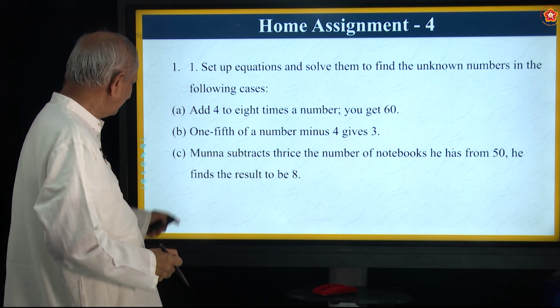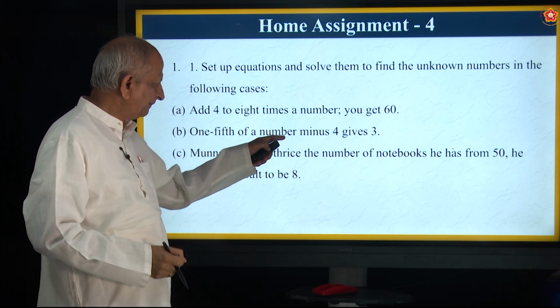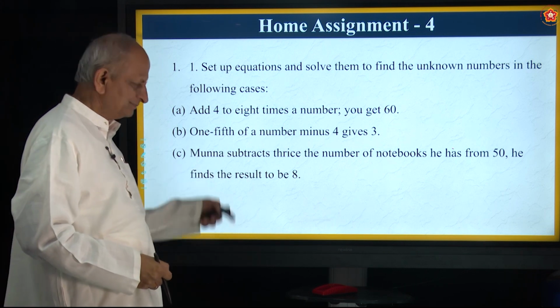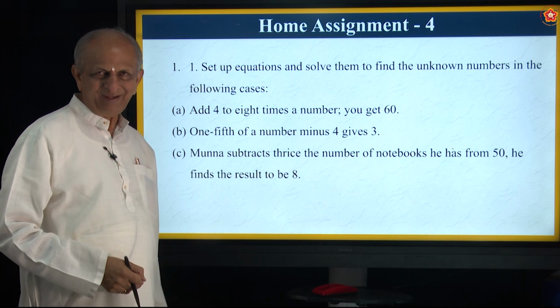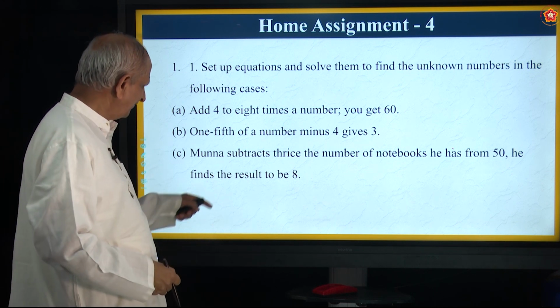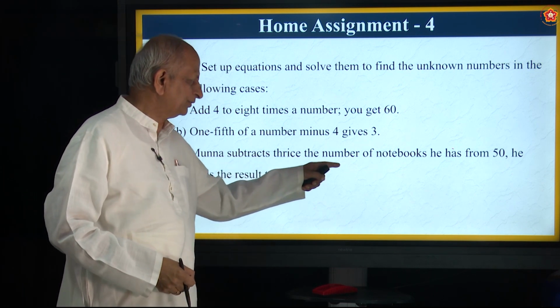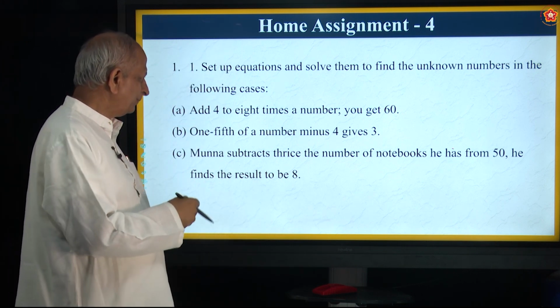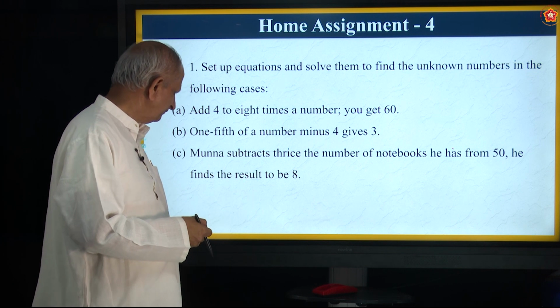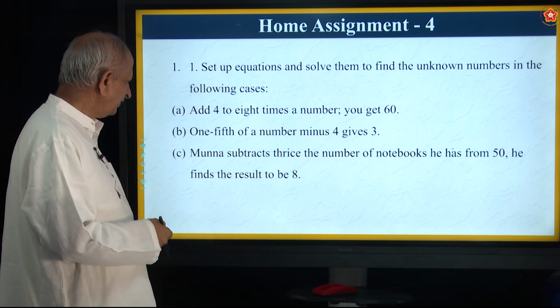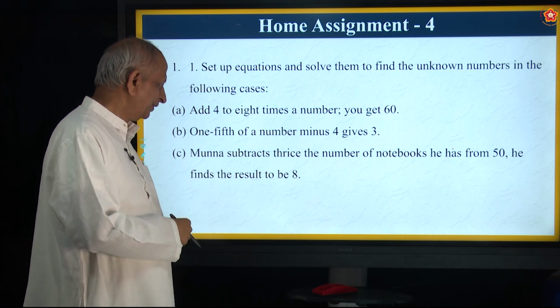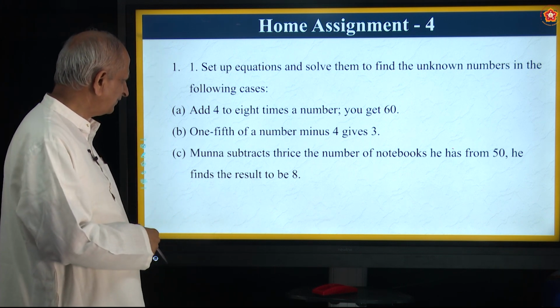Very famous thing. 1/5 of a number minus 4 gives 3. Munna, name of a girl, subtracts thrice the number of notebooks he has, or it may be a boy also, from 50. Find the result to be 8. So, here is another interesting equation. Try to write the answers for that. Okay.